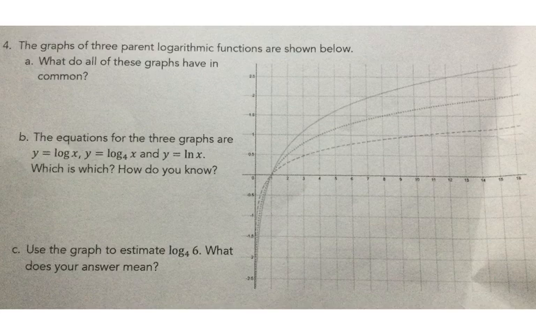Okay, here we've got the graphs of 3 different parent logarithmic functions shown below. So looking at that, what could we say that all of these graphs have in common? Well, hopefully you see they all have vertical asymptotes at x equals 0. So I'm going to abbreviate that VA at x equals 0. They all are increasing forever.